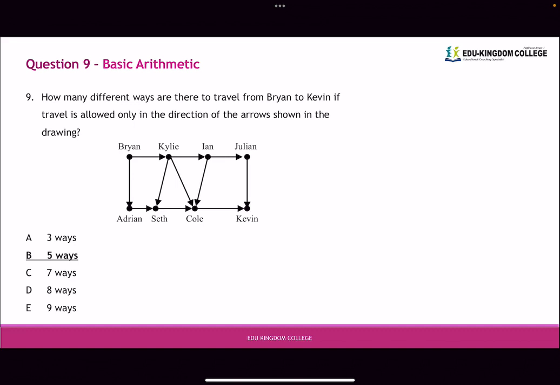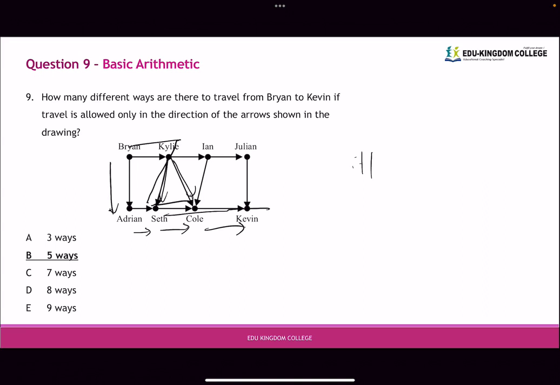How many different ways are there to travel from Brian to Kevin if travel is only allowed in the direction of the arrows shown in the drawing? So let's go down first. Down, I think, has only one option. So down, right, right, right. So that's 1. Now, it's a bit different when we go to the right again. So that's 1. So Brian, Kylie, and then right, and then, sorry, you can either go down this way or this way. Okay, so let's go down the left side first, and then you go right, right again.